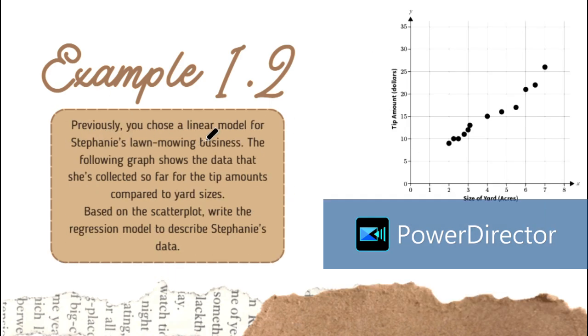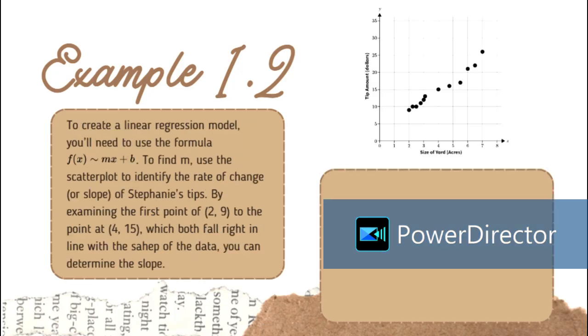Previously, you chose a linear model for Stephanie's lawn mowing business. So we look for our linear formula, which is f of x, woohoo, mx plus b. The following graph shows the data that she's collected so far from the tip amounts compared to yard sizes based on the scatter plot. Write the regression model to describe Stephanie's data.